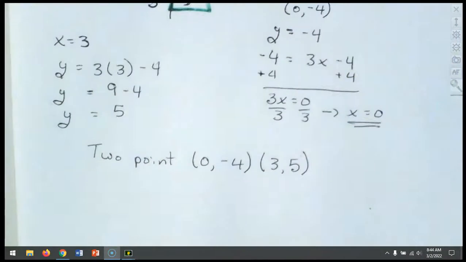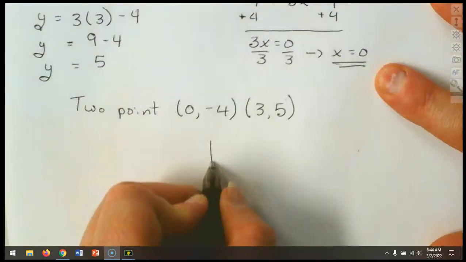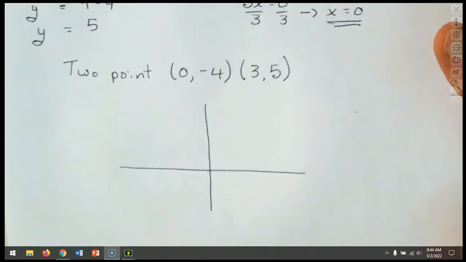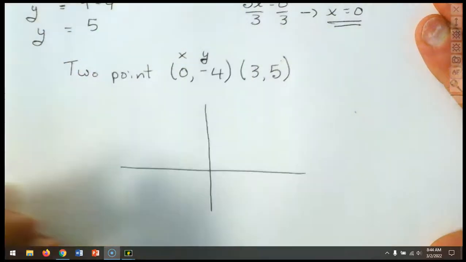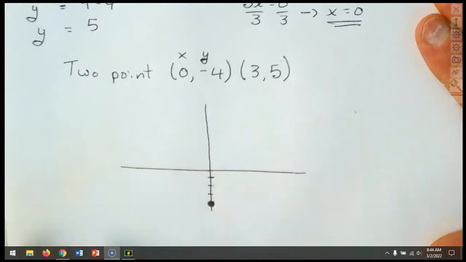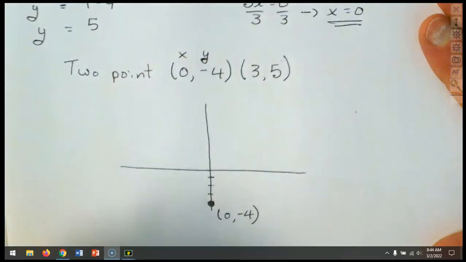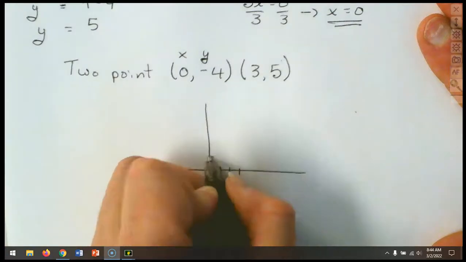Now, once you have the 2 different points, what do you now do? You want to graph them, so that means we plot them, and we connect them together. So we have 0, -4. That's at 0 on the x-axis, and down 4. Remember, they go x, y. So down 1, 2, 3, 4. And that's going to put our first point right there. 0, -4. Our next one is at 3, 5. So that's over 3. And up 5. 2, 3, 4, 5.